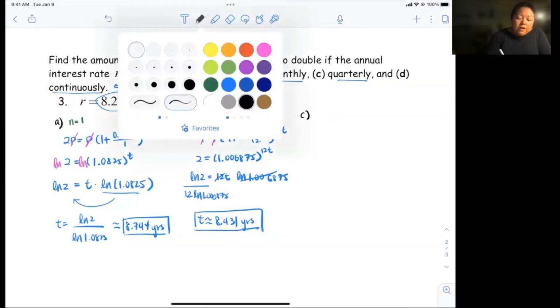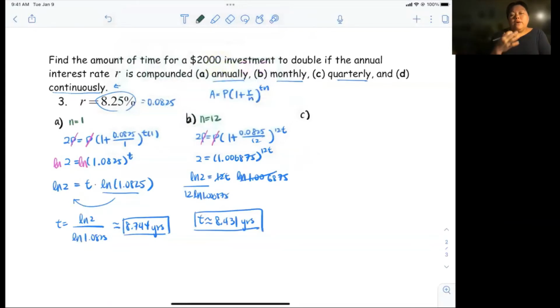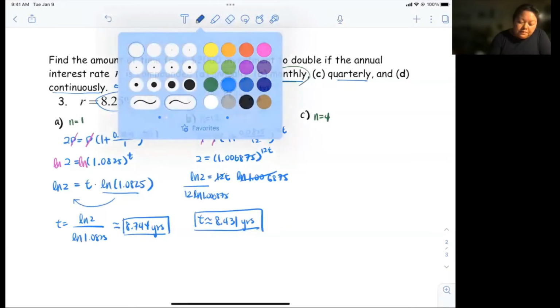So compounded quarterly, that's exactly the way it sounds, quarter means cutting a year into 4 parts. So n equals 4. So you can probably expect quarterly is going to be slower than monthly, but faster than annually, because I compound 4 times rather than 1 time, and I'm compounding 4 times rather than 12 times, right? So it's going to make a difference there.